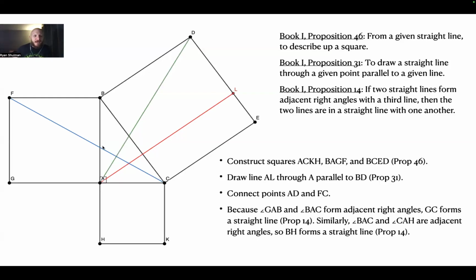Similarly, we have that angle BAC is a right angle and angle CAH is also a right angle. So again, we have these adjacent right angles making BH a straight line. And this might seem like it's coming out of nowhere and maybe purposeless, but this will be a useful fact in a couple of steps here.